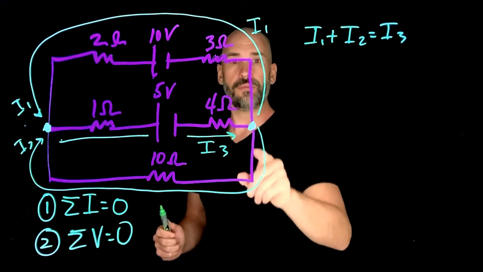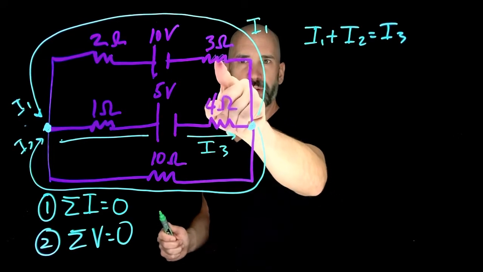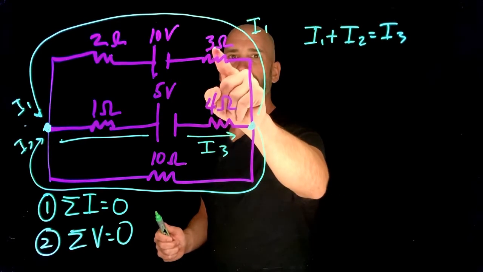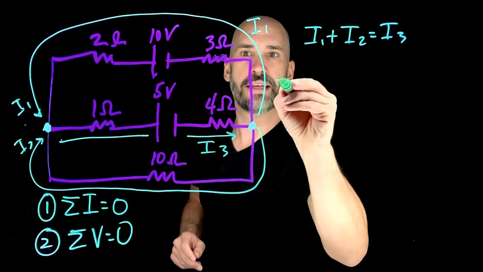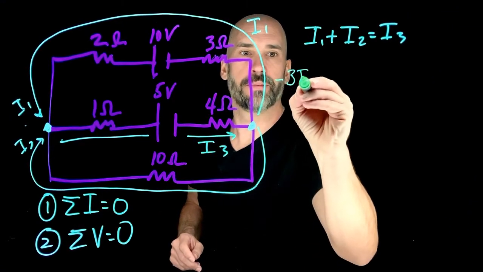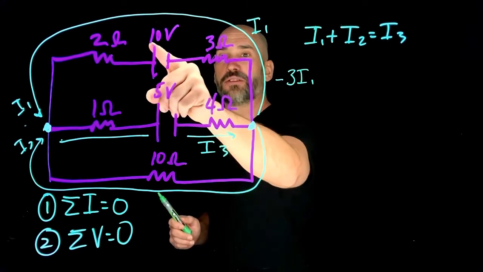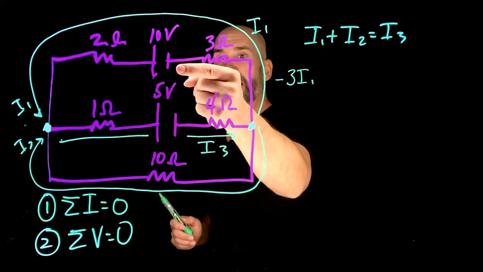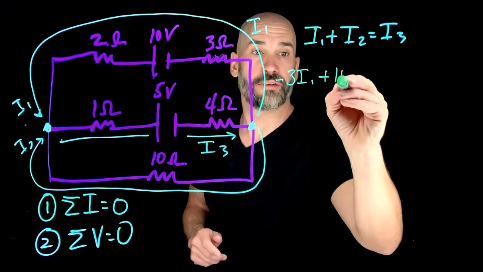So march, march, march, march. Oh, I get to a resistor. Am I going in the same direction as the current? Yes. So that's going to be a minus 3I1. Okay? March, march, march. Oh, I get to a battery. Am I going from negative to positive? Yes. So that's a plus 10 volts.